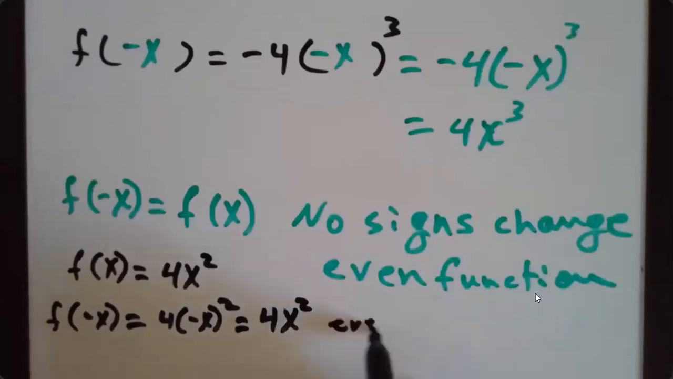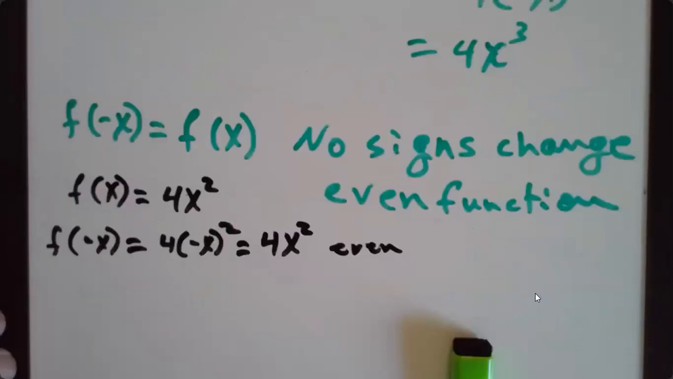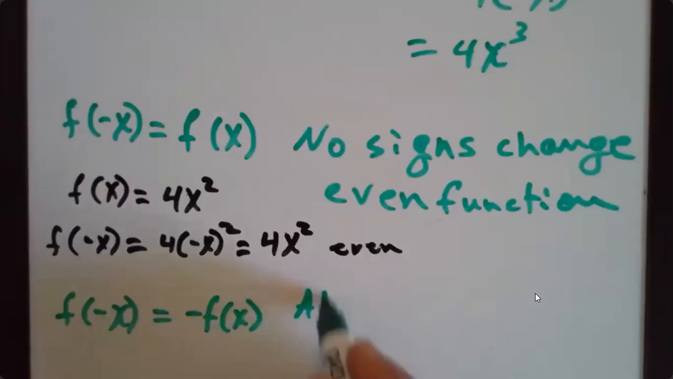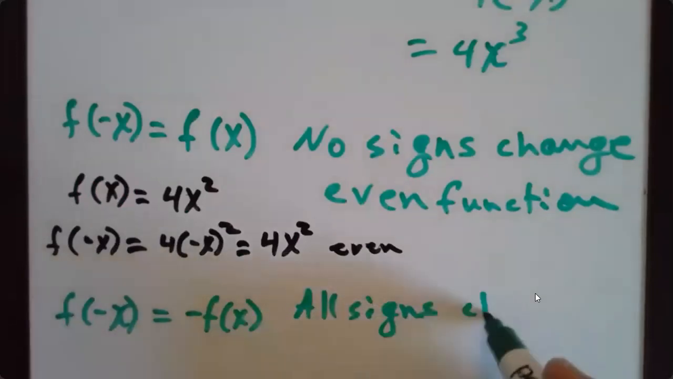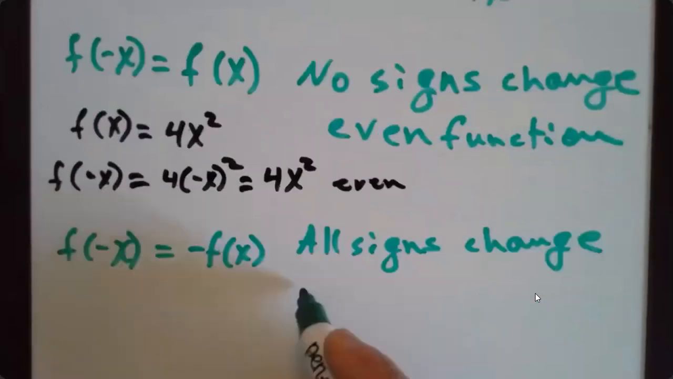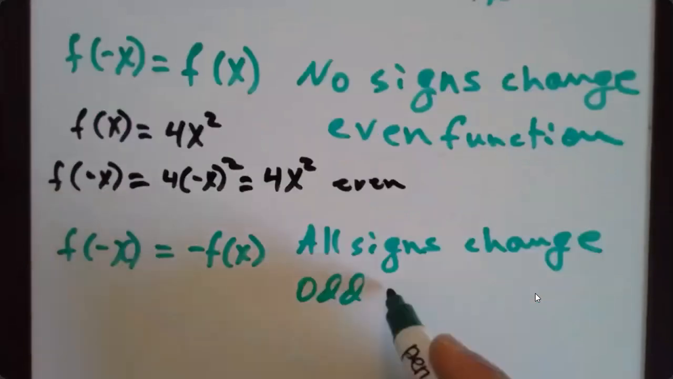If you substitute negative x in, and basically all signs change, so in other words, it's like you're distributing a negative into the entire function, and all signs change, then it's an odd function.